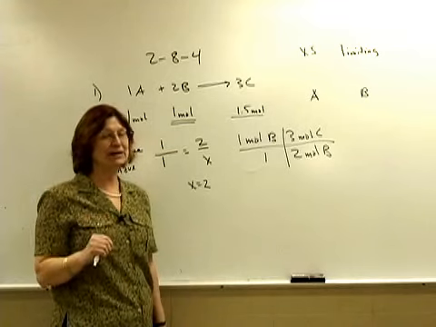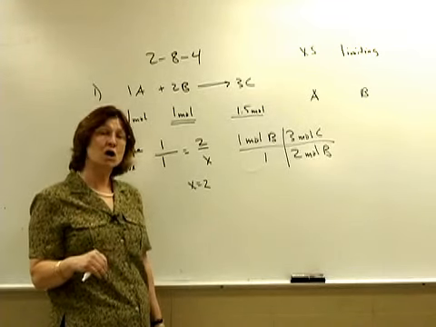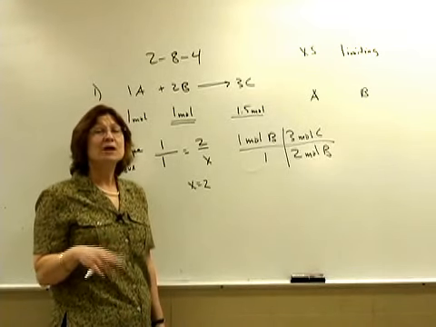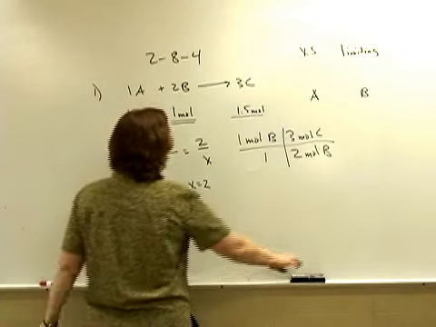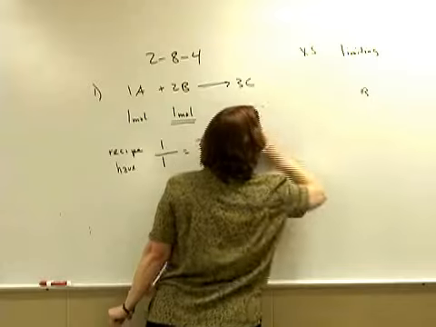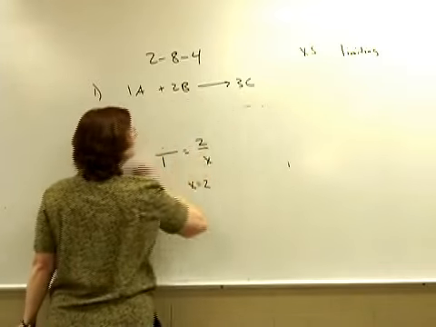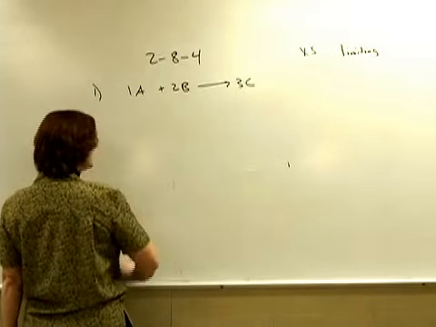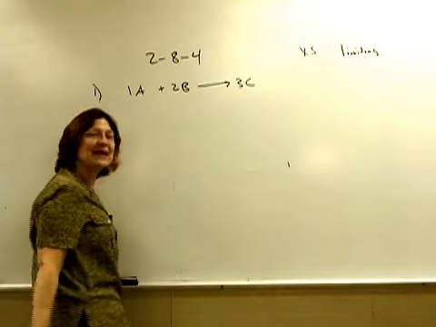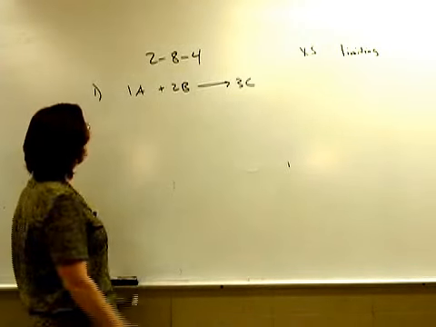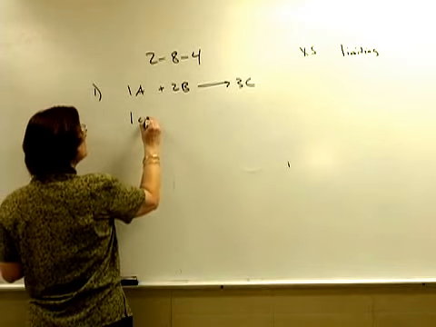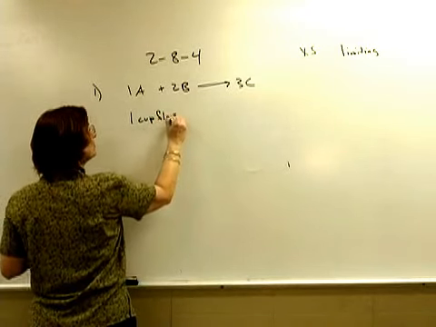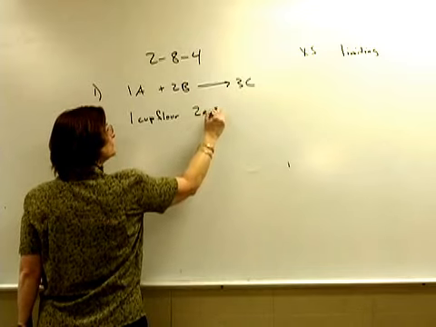I always have to base what I can produce on my limiting reagent. So let's talk about this as though it was a recipe. What I'm making here are cupcakes. C stands for my cupcakes. And this is my recipe, and it calls for 1 cup of flour and 2 eggs.